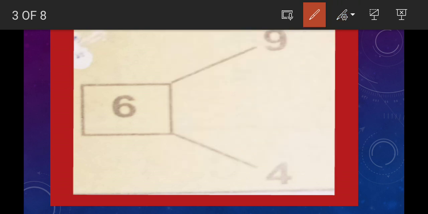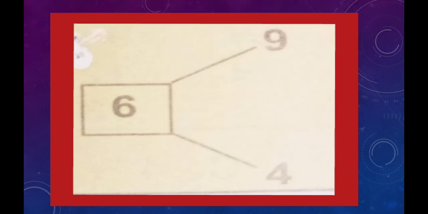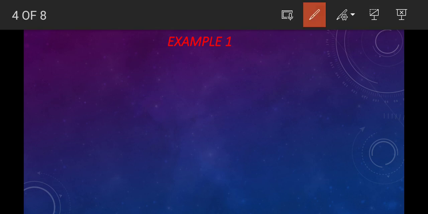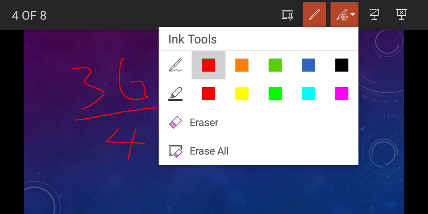Let's proceed to our demonstration board. We have it as 36 divided by 4. 36 divided by 4 is equal to 9. I guess that is clear.